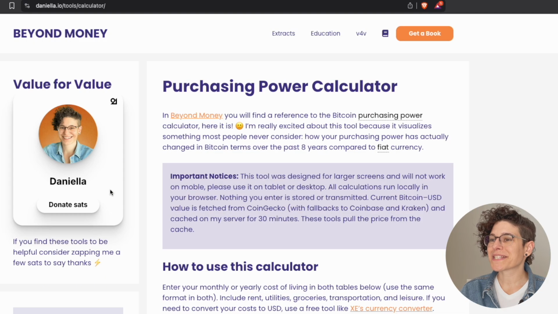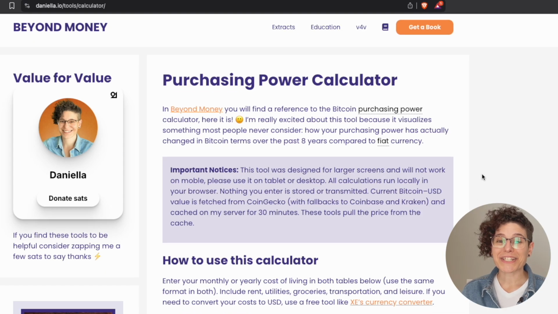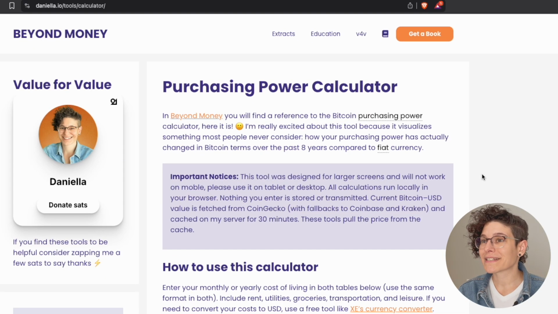Let's start with the purchasing power calculator. This one is actually mentioned in my book, and I'm so glad I got it to work because it's a very powerful tool. So what it does is it helps you understand how your purchasing power has evolved over time in fiat terms and in Bitcoin terms. Fiat being euros, dollars, pesos, whatever currency that you're using, and then Bitcoin being, of course, Bitcoin.